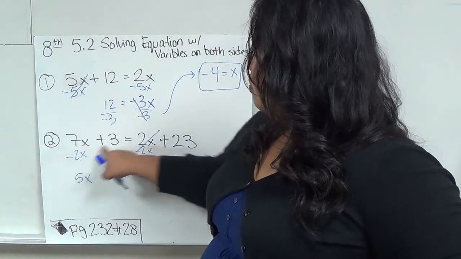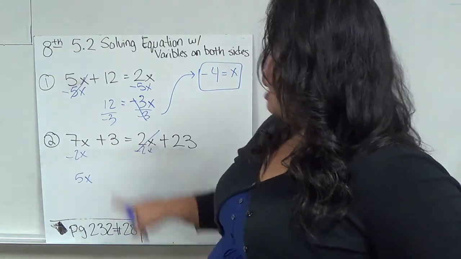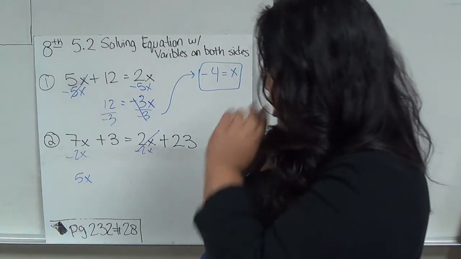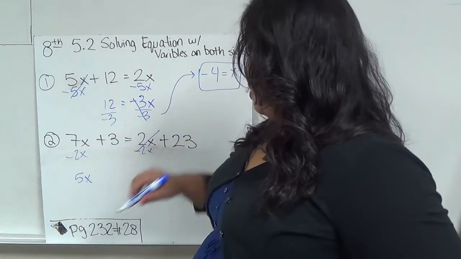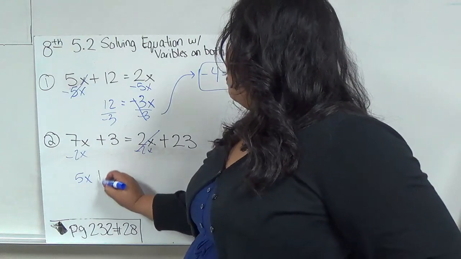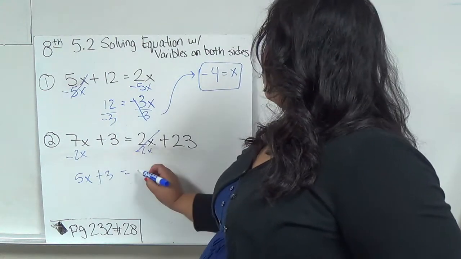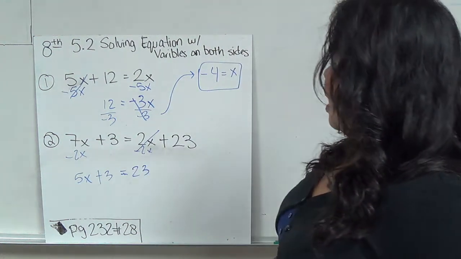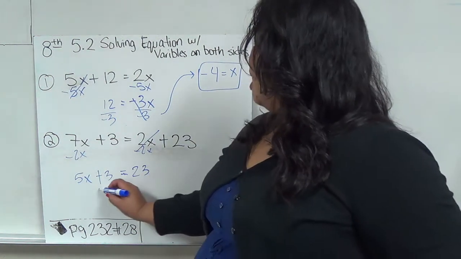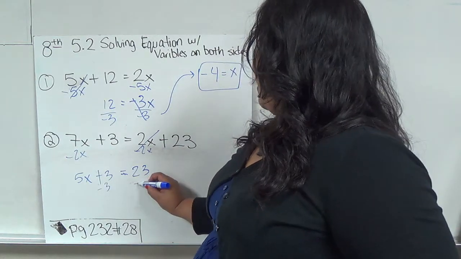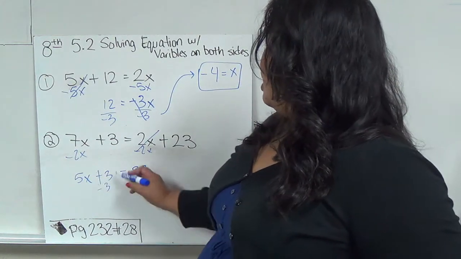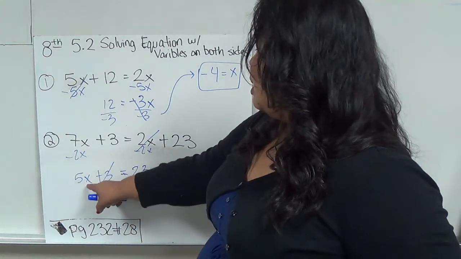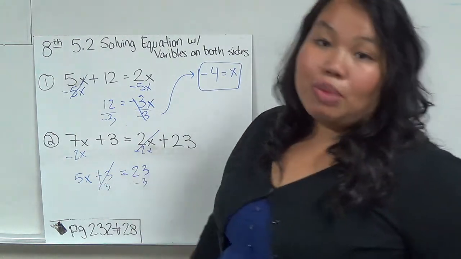Now I can't just do negative 2x to 3, because 3 doesn't have the x. I have to do it to the one that has the x. 7x minus 2x gives me 5x, and I bring down the plus 3. These cancel out, so I only have 23 on this side. Okay? And then for this, I have negative 3 and negative 3. These cancel out. So because it's connected to x by positive 3, the opposite is minus 3.